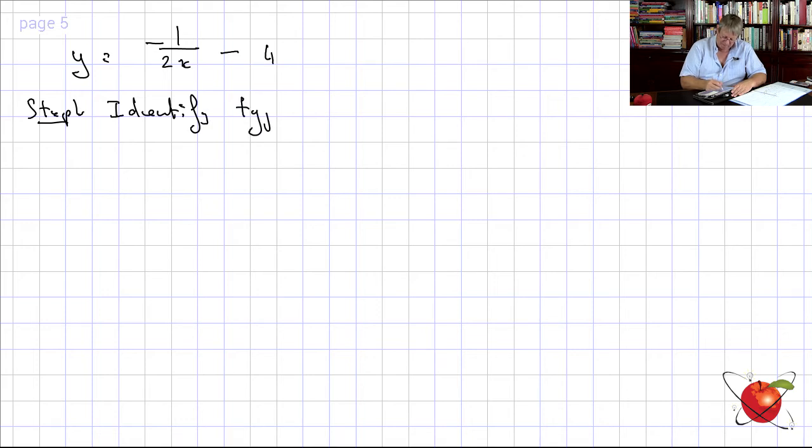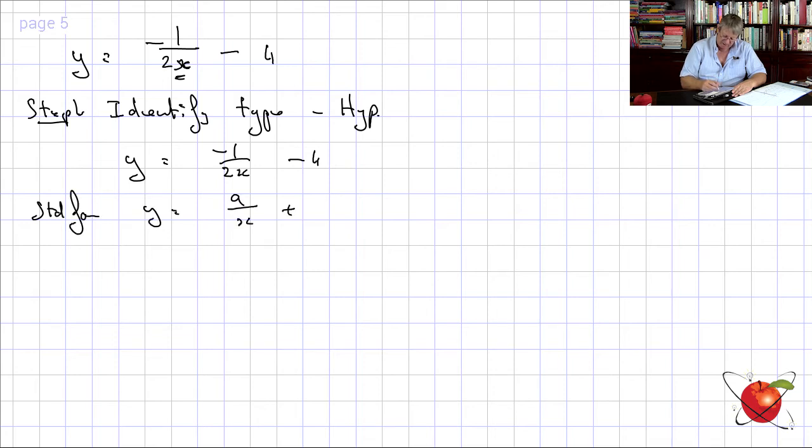Identify the type. It's a hyperbola because the x is underneath. So it's a hyperbola. Then we say, okay, y equals minus 1 over 2x minus 4. Standard form: y is equal to a over x plus q. Now we need to manipulate.